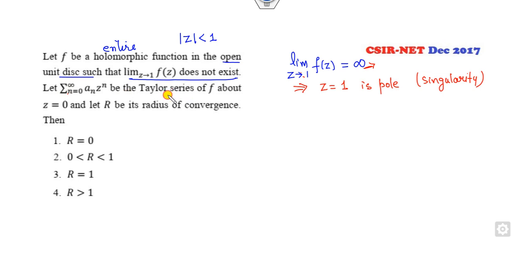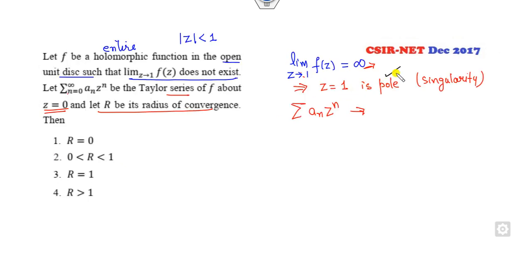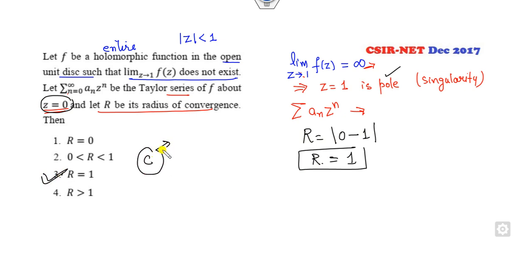Consider the series, a power series about z equal to 0, a_n z raised to power n. R is the radius of convergence. The same shortcut trick you can apply. We got the pole. What is the center? The center is given to you as z equal to 0. So what is the radius of convergence? The center is 0, the pole is 1, so the absolute value R is 1, which is the right answer. You can see that within a fraction of a second you can solve this without doing any calculation.